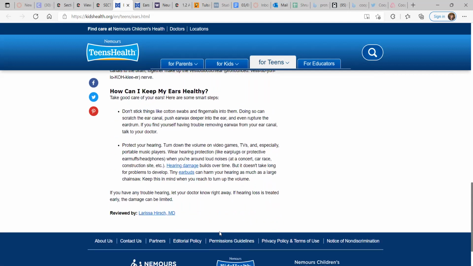And then finally, we have some steps to keep your ears healthy. Try not to stick things like cotton swabs and fingernails into them. Doing so can actually scratch your ear canal, push earwax deeper into your ear, and even rupture an eardrum. If you find yourself having trouble removing earwax from your ear canal, talk to your doctor. They can help you out with excessive earwax issues.